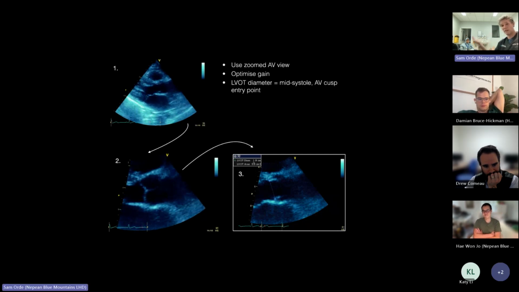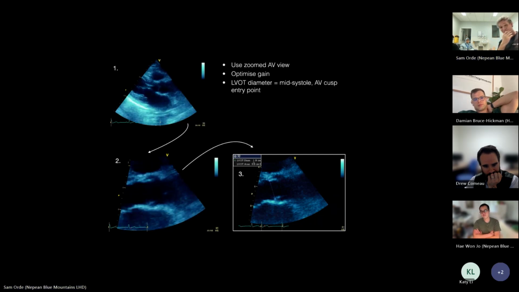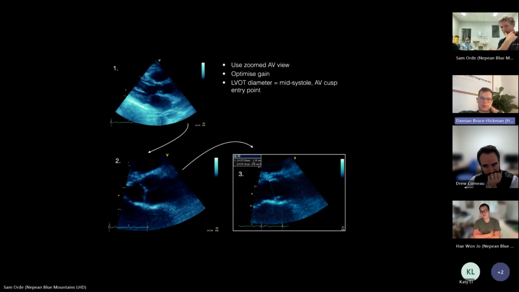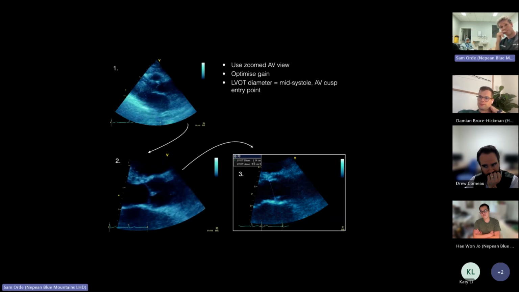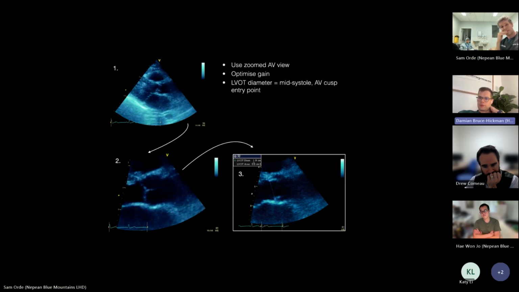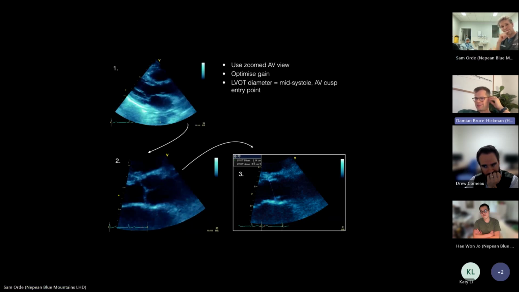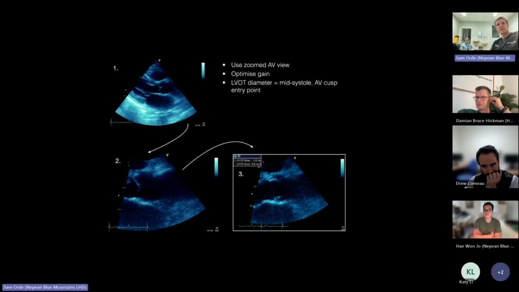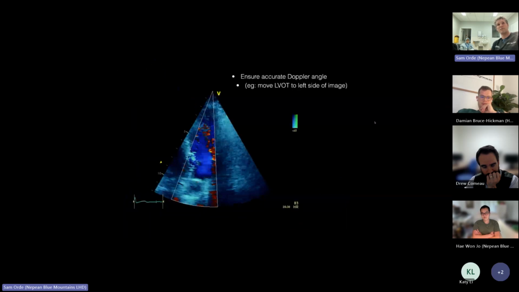Normal values being, Damien, what's normal LVOT diameter? Anything up to about 2.2. And in terms of the lower limit, about 1.7, 1.8. Yeah, 1.8. Very nice. So if you're getting numbers outside of that, just scratch your head a little bit. They've either got Marfan's or they're ridiculously small.